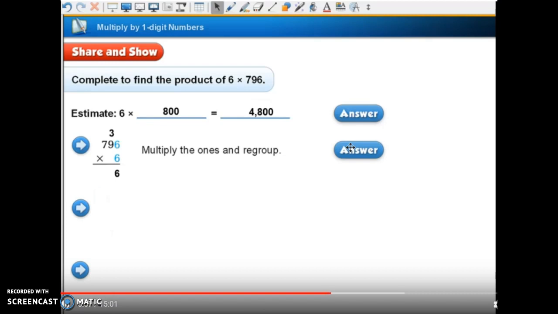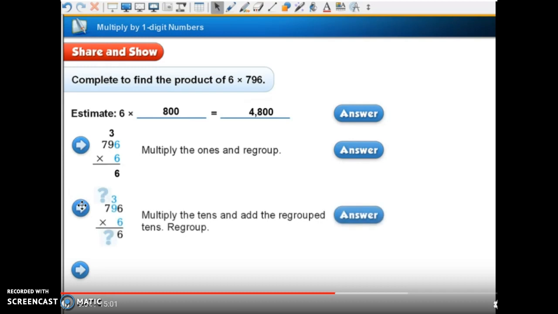Okay, then what are we going to do in step 2? We're going to multiply 6 times our tens. What number is in our tens place? 9. Multiply the tens and add the regrouped tens.